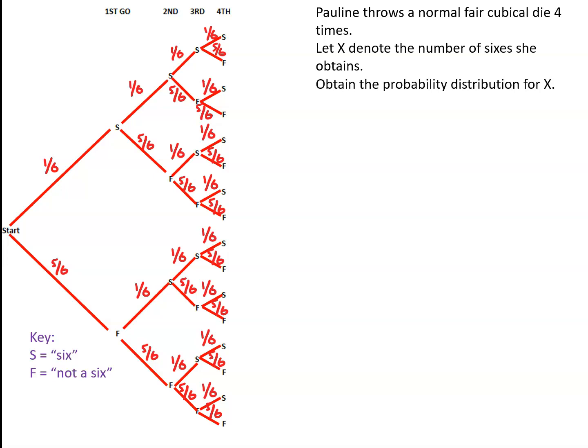Now, the random variable x can take the values 0, 1, 2, 3 and 4. If we start off with what the probability of obtaining 4 sixes is, to get 4 sixes we must have a 6 on the first go, a 6 on the second go, a 6 on the third go and a 6 on the fourth go, and that's the only way we can get the 4 sixes. So the probability that x equals 4 is going to be 1/6 times 1/6 times 1/6 times 1/6, or 1/6 to the power 4.